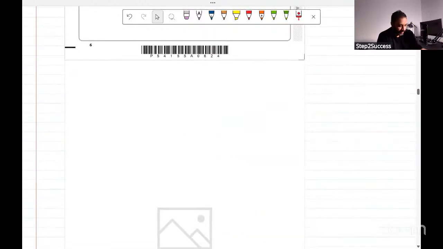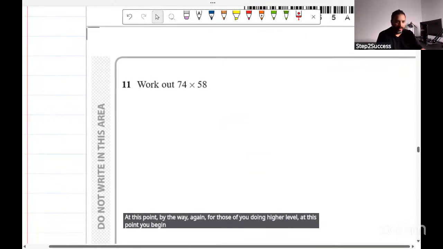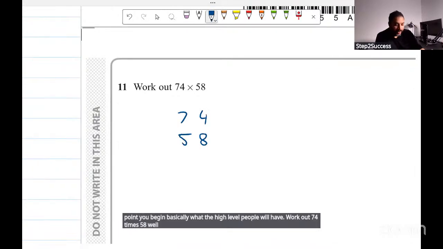This is at this point, by the way, for those who are doing higher level, at this point you begin basically what the higher level paper will have. Work out 74 times 58. Well, this is how I would do it. I appreciate not everybody does this in this way.